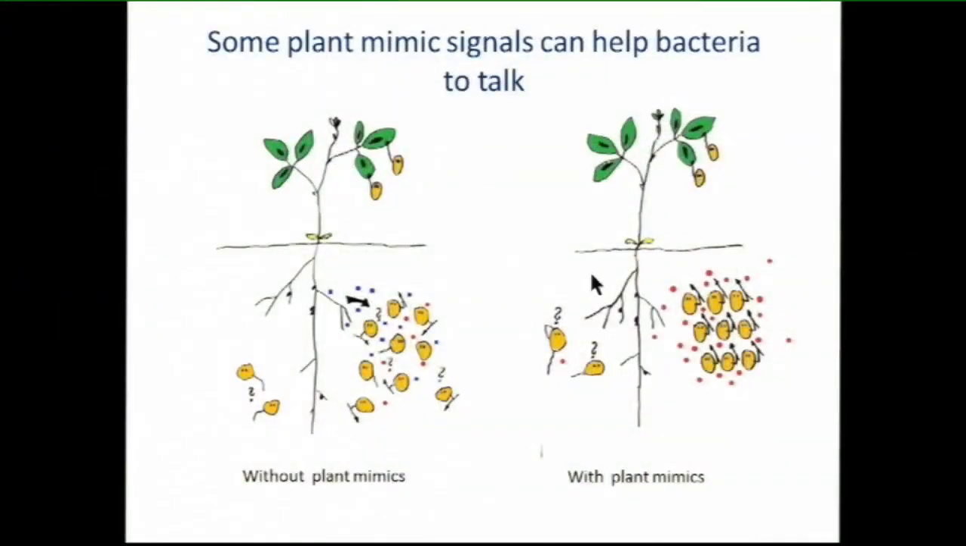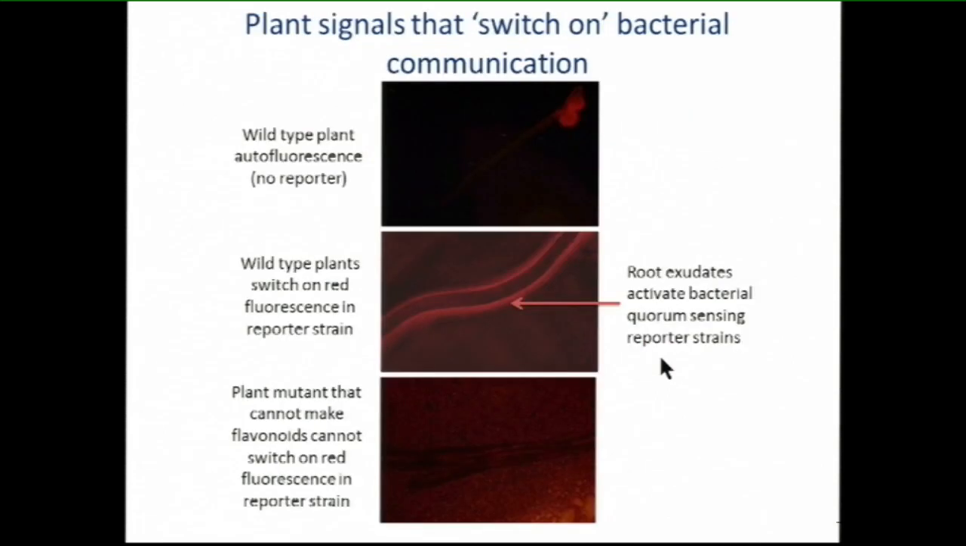And another thing that actually happens in legumes is that they produce mimic signals that actually get the bacteria to start talking to each other rather than stopping it. So the plant actually produces signals that mimic quorum sensing signals, and switch on the communication of these cells. Here's an example of one of the group of compounds that we've identified that does this.